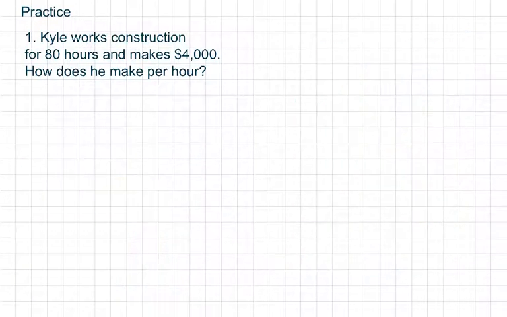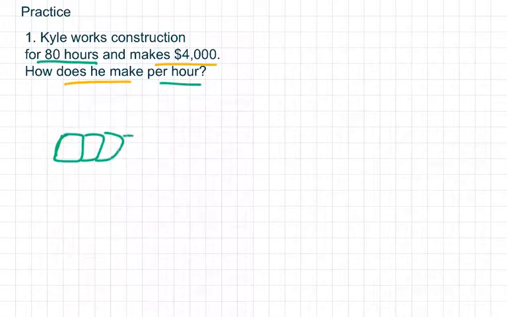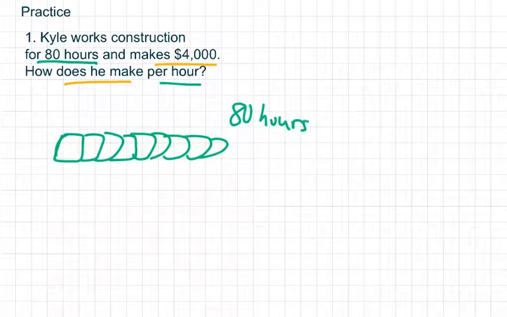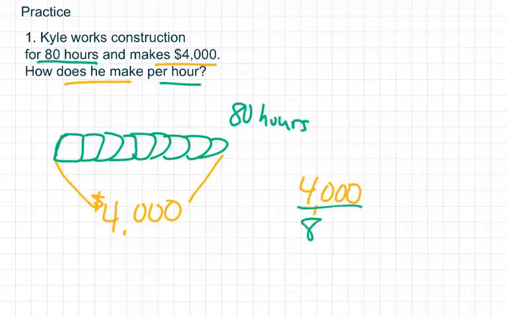Now that you've had time to practice these, let's go ahead and solve. So we have Kyle works 80 hours and he makes $4,000. So how much money does he make per hour? So what we know is he works for 80 hours. So in our do now, we drew out 5 cookies. So I could draw out 80 hours, but I don't want to draw out 80 boxes. So I'm just going to draw some boxes and then label it 80 hours. And I know that in all of those hours, he makes $4,000. So again, I know that I'm going to divide my 4,000 divided by my 80 hours.